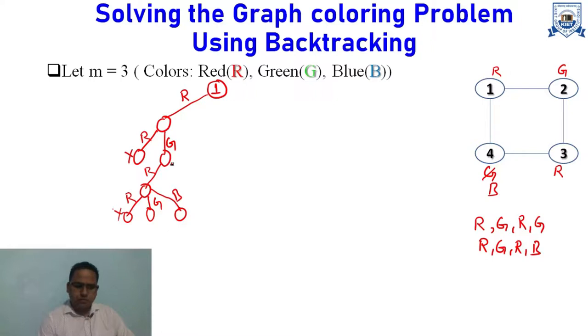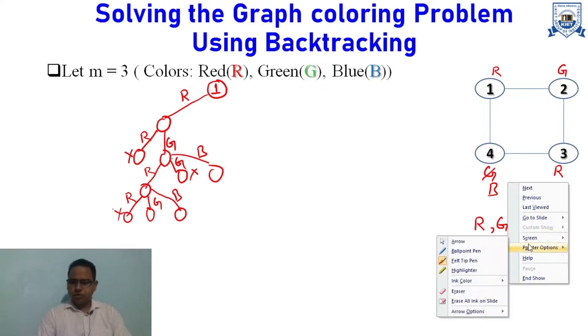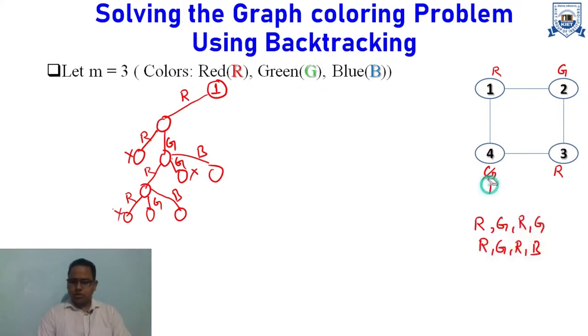Now similarly for this green, the second node, can we color the third node with green? Already we have the second node as green, so we can't color the third node with green, it will violate the property. Can we color it with red? Blue. Take in this case blue. Third node, can we color it with blue? So let me erase this one.